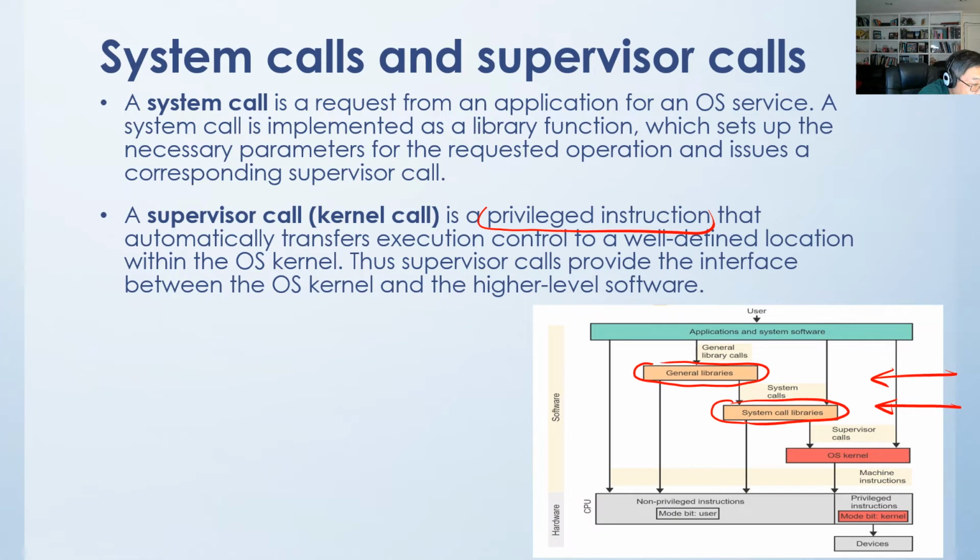Sometimes that's why it's called a kernel call. So the supervisor calls provide the interface between the OS kernel and the high-level software. If you want to execute privileged instructions, you have to go through the system call and trigger the supervisor call, and then the supervisor call will eventually go down and trigger the operations at the lower level or the hardware.